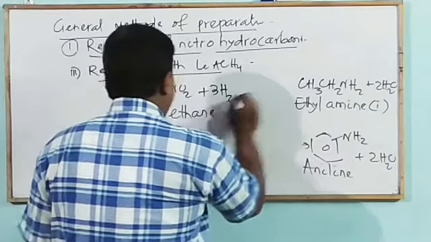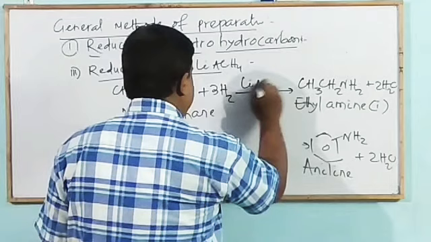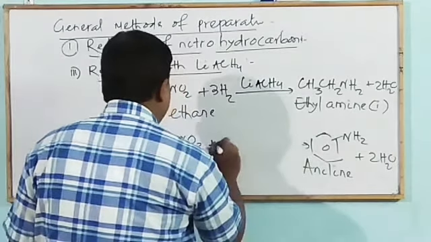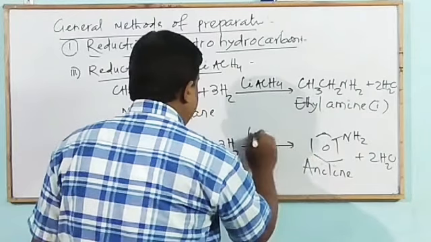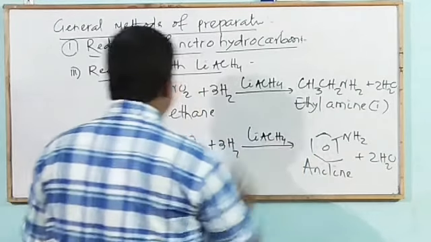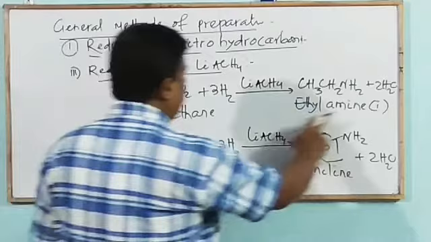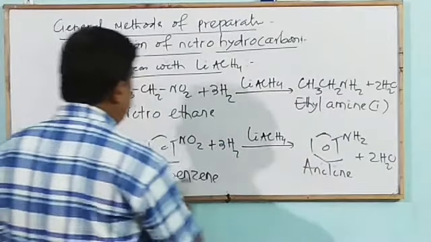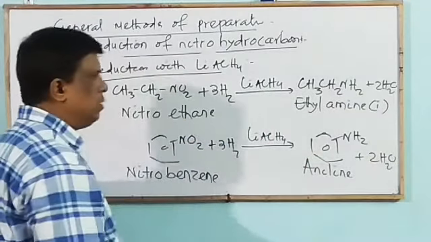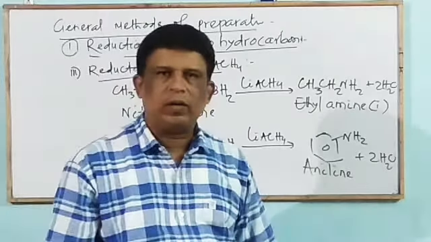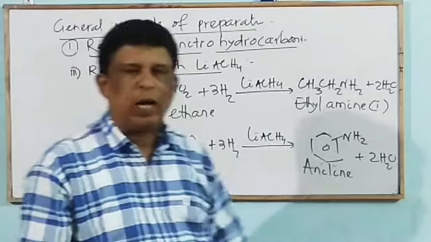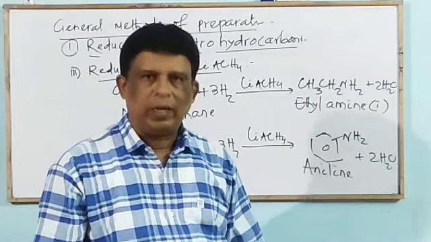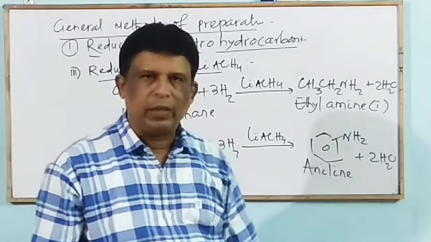We select nitroethane in presence of lithium aluminum hydride and nitrobenzene in presence of lithium aluminum hydride. If we select nitroethane, ethylamine is formed. If we select nitrobenzene, aniline is formed. It is the first method of preparation of amine by reduction of nitroalkane or nitrohydrocarbon. Move to the second method.